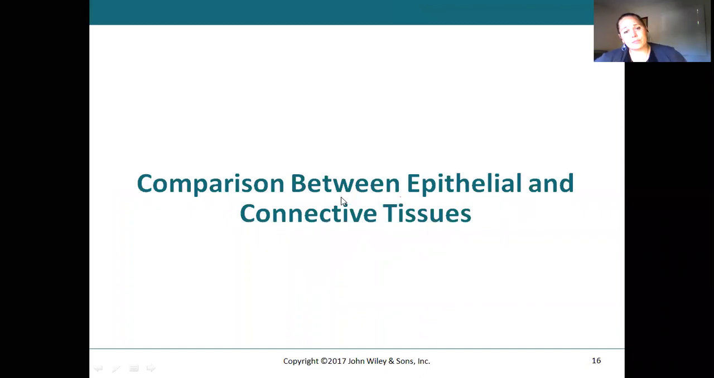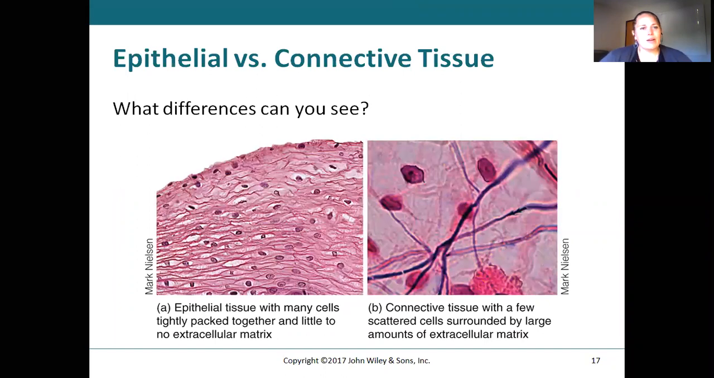Okay, so those are different types of junctions, how the cells are interwoven together. Like I said, we'll focus primarily on connective and epithelial tissue in this particular lecture. So let's compare the difference between epithelial and connective tissues. Right here, quick pause. What differences can you see between this epithelial and connective tissue? I'm just going to pause and see if you can think about how they're different.